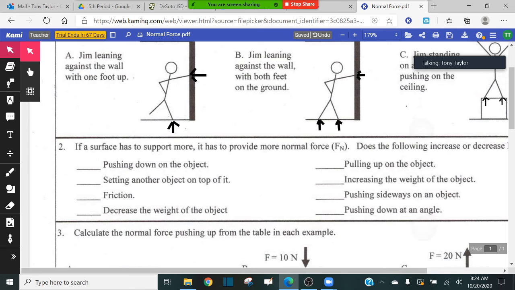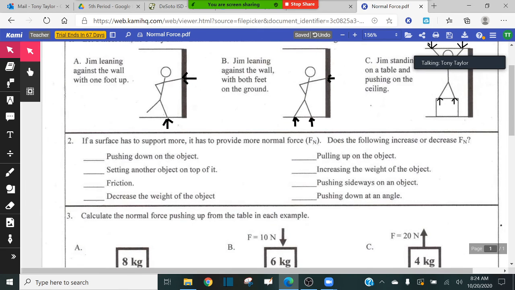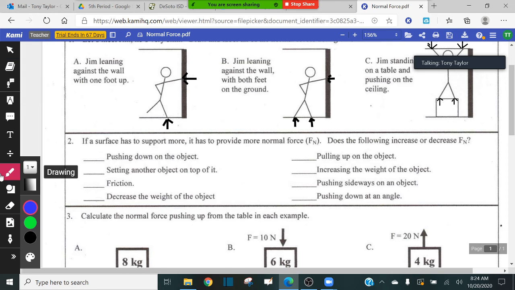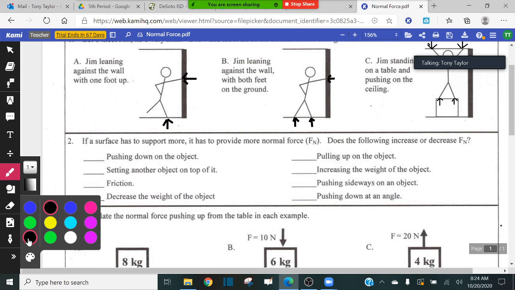Almost done here. I'm just going to go over a few more things. Number 2 says, if a surface has to support more, it has to provide more normal force. Does the following increase or decrease the normal force? So we already talked about this. If you have an object sitting on another surface and you push down on that object, then that obviously increases the magnitude of the normal force between those two surfaces. So for number 2, I'm going to put I for increase.